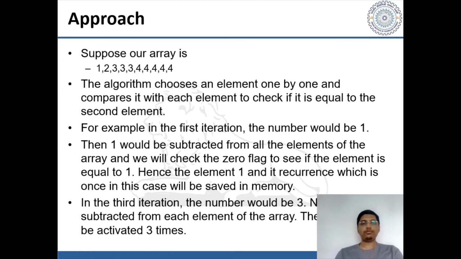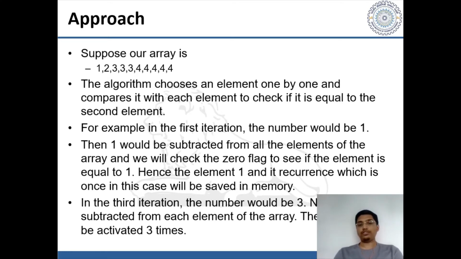Now we shall talk about the approach we are going to take. Suppose our array is 1, 2, 3, 3, 3, 4, 4, 4, 4, 4. The algorithm chooses an element one by one and compares it with each element to check if it is equal to the second element. Supposedly 1 will be taken and compared with 2, 3, 3, 3, 4, 4, 4, 4, 4 to check whether it's equal or not.